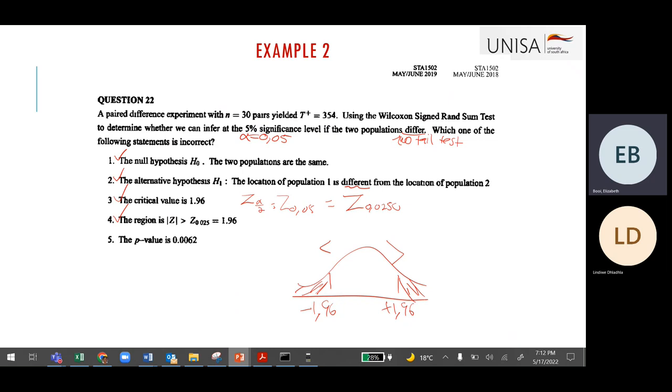Which leaves us with option 5. It says the p-value is 0.062. So we need to go and calculate what the p-value is. The p-value, you will calculate after you have calculated your Z test. So now let's see, are we able to calculate the Z test? We can calculate the Z stat, which is given by your T positive minus your expected, divided by your standard deviation.